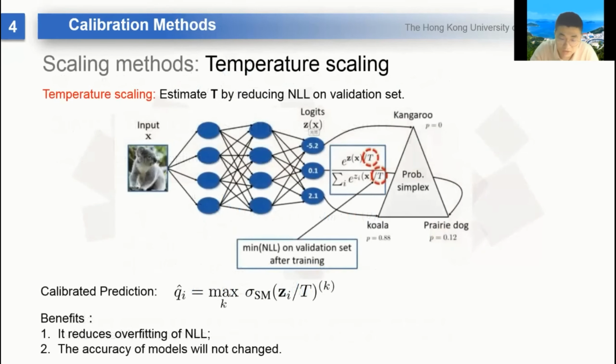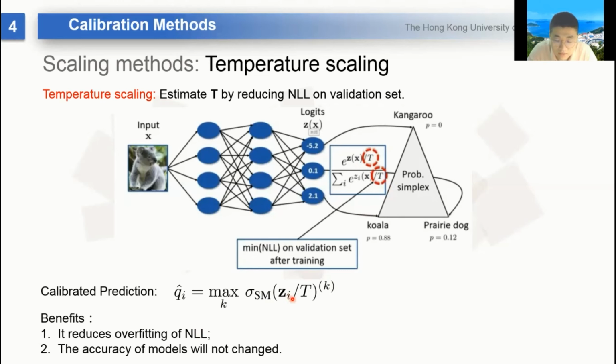In the method temperature scaling, we get calibrated prediction by dividing all logits z with the same value T. In order to estimate T, we optimize T on the validation set by fixing all the parameters of pre-trained classification models. When error is reduced, we will get well-calibrated predictions.